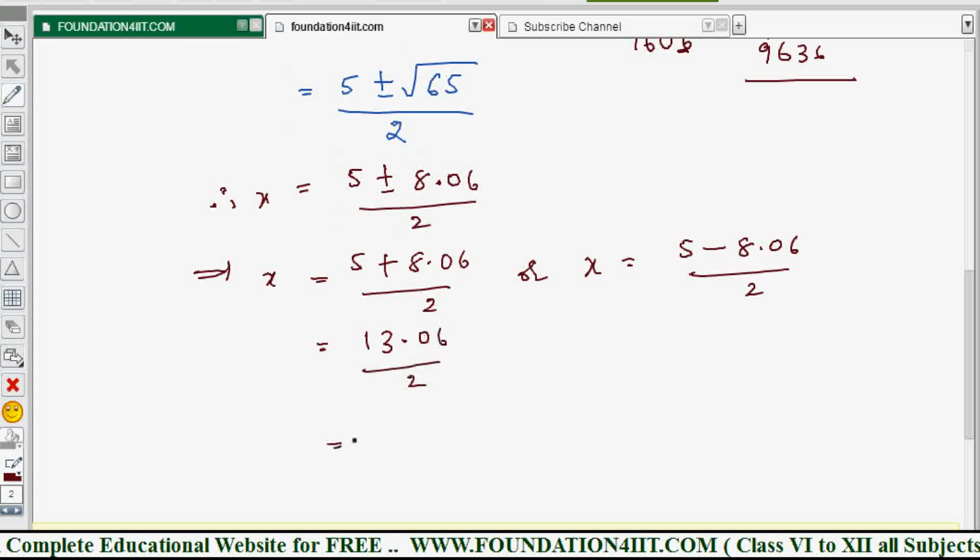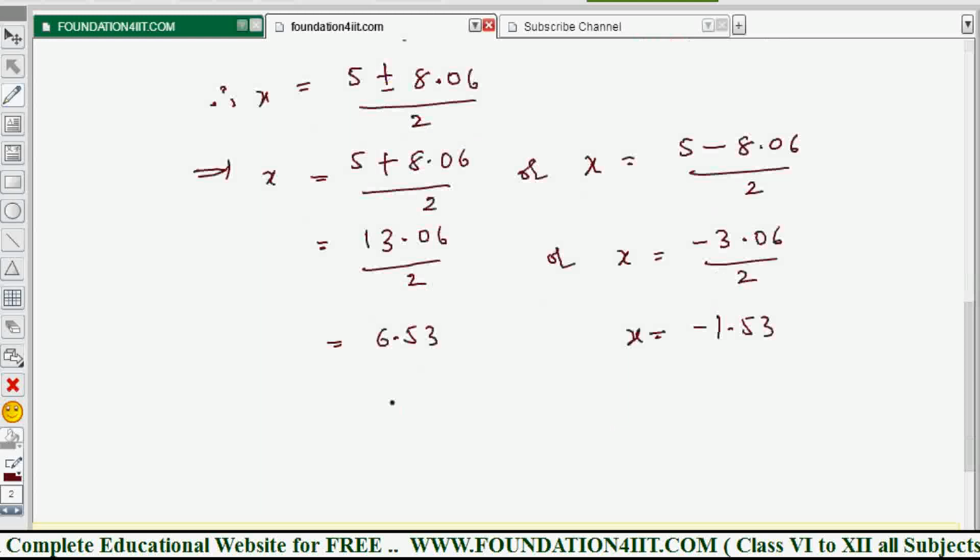13.06 divided by 2 is 6.53, so x is equal to 6.53. This will become negative, so minus 3.06 divided by 2, that is minus 1.53. You can do the division with this 2. So these are both the solutions, therefore the solution set. You must write the solution set finally. So the solution set in this problem is 6.53 and minus 1.53.